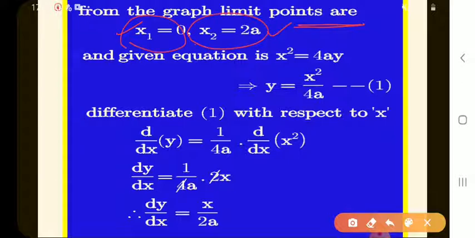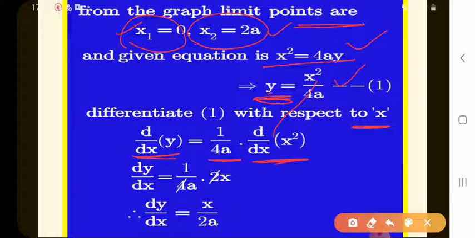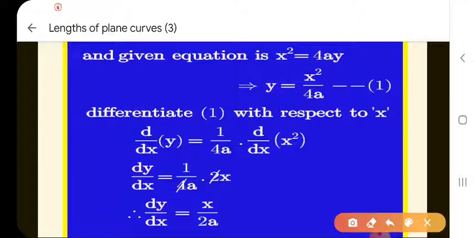Now we are going to find the first derivative of the given equation. What is our equation? x square equals 4ay. That implies y equals x square by 4a. Now we differentiate y with respect to x. So I write d by dx on both sides: d by dx of y equals d by dx of x square by 4a. But 1 by 4a is a constant, so I write 1 by 4a outside and differentiate x square with respect to x. Is it clear or not?